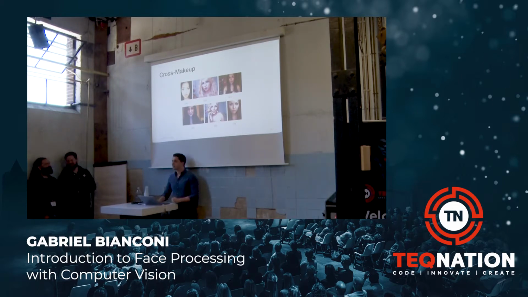Is this all machine learning? Or do you explicitly tell what aging elements to expect or what makeup is looking like? Sorry? Do you explicitly tell the model what makeup is looking like or what aging is looking like?